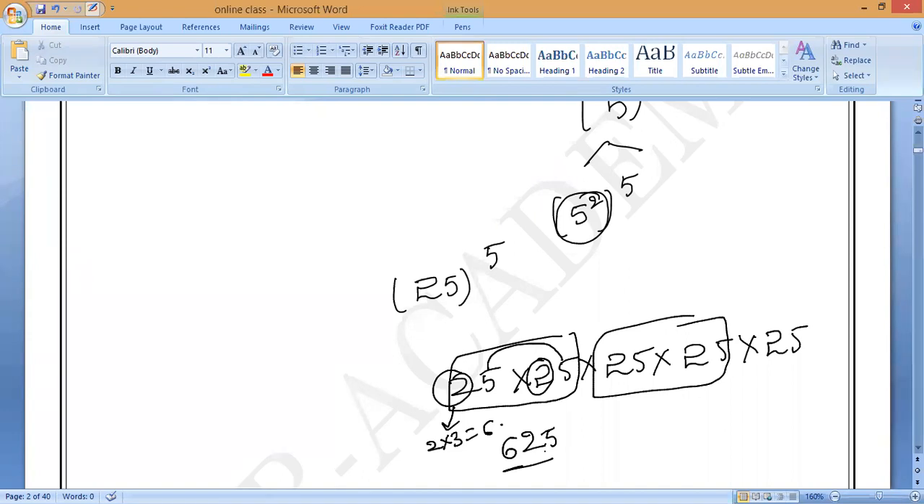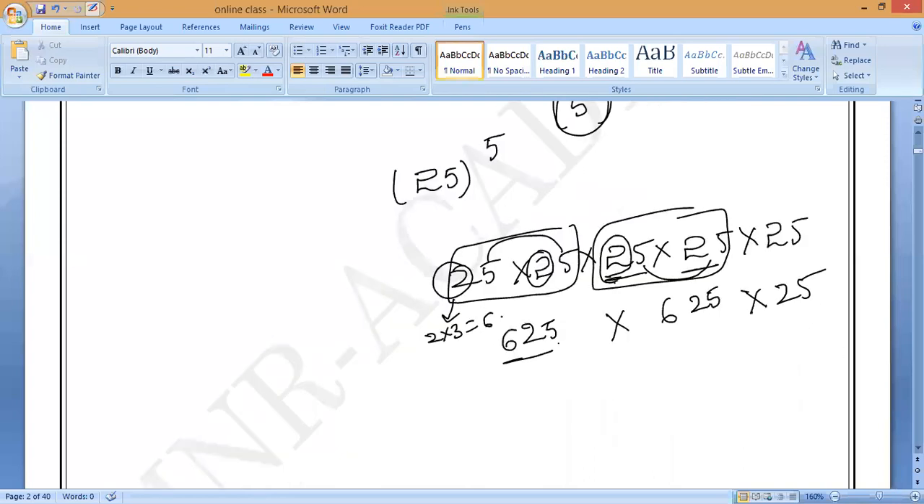What is 25 into 25 here? 5 into 5 is 25, so 625. Now 625 into 625. Next, see, 5 into 5. What is 5 into 5? 25. And the remaining digits are the same.